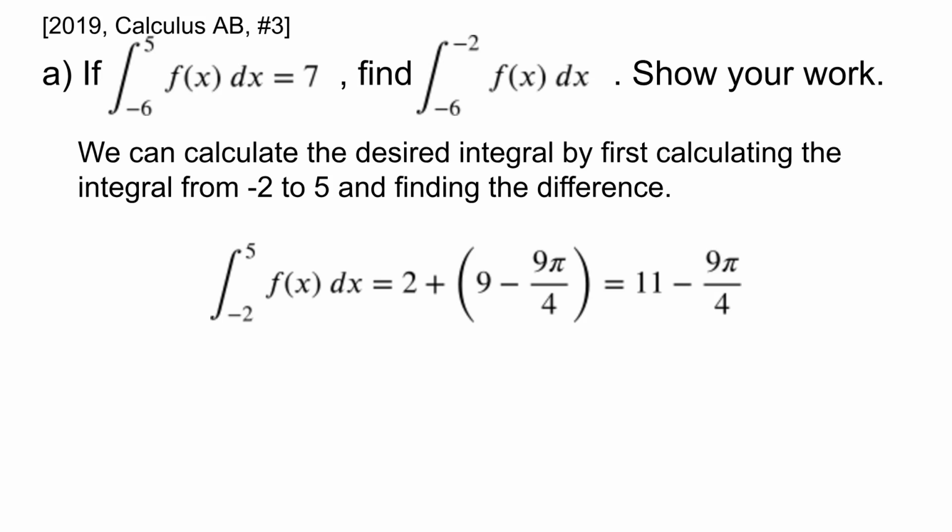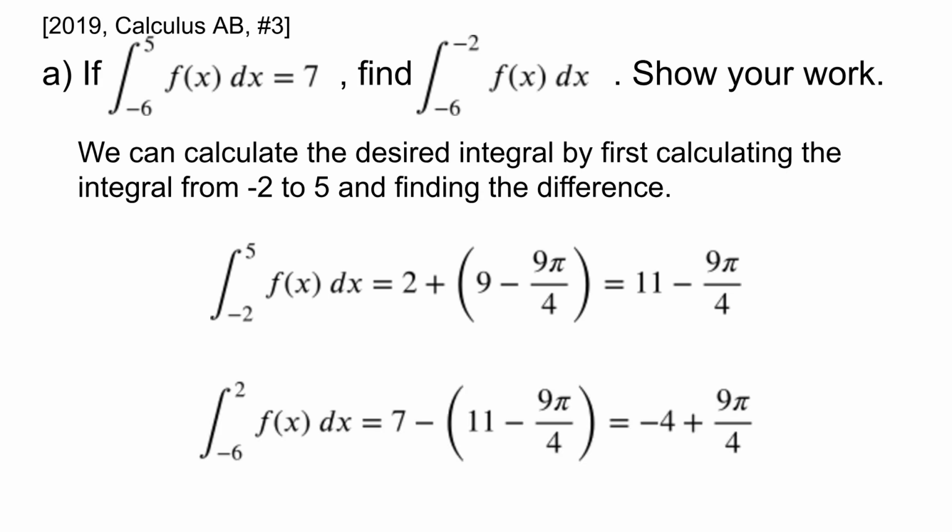So the integral from -2 to 5 of f of x dx is 2 plus 9 minus 9 pi fourths. We do have to take into account the area of that quarter circle, and that turns out to be 11 minus 9 pi fourths. So using this result, the integral from -6 to -2 of f of x dx is 7 minus that previous result, which is going to give us -4 plus 9 pi fourths.